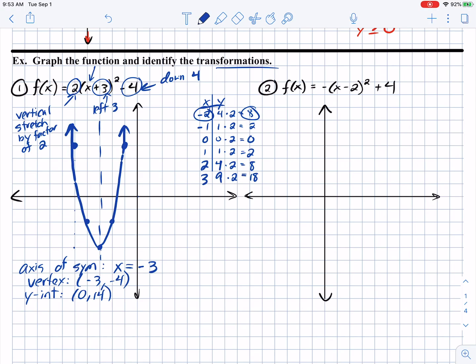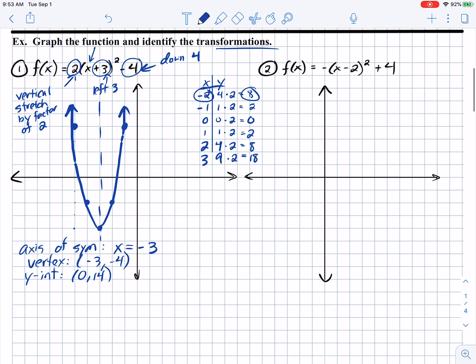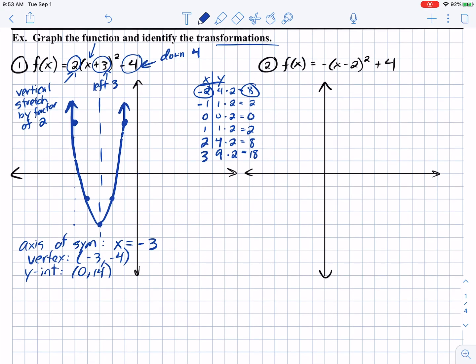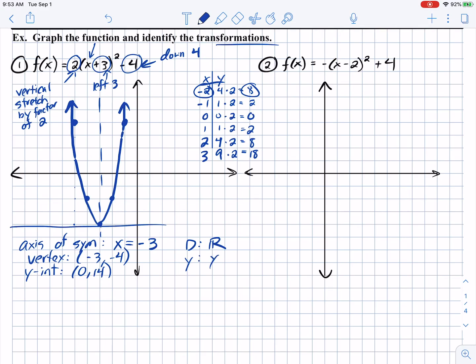Our x-intercepts, we're not going to worry about those right now. They're not on easy points to find. I'll show you another time how we could find those x-intercepts. Let's put the domain and range. Domain, all real numbers. We can plug any x value in, and the range is everything above the y-coordinate of your vertex, which would be -4. So y is greater than or equal to -4.